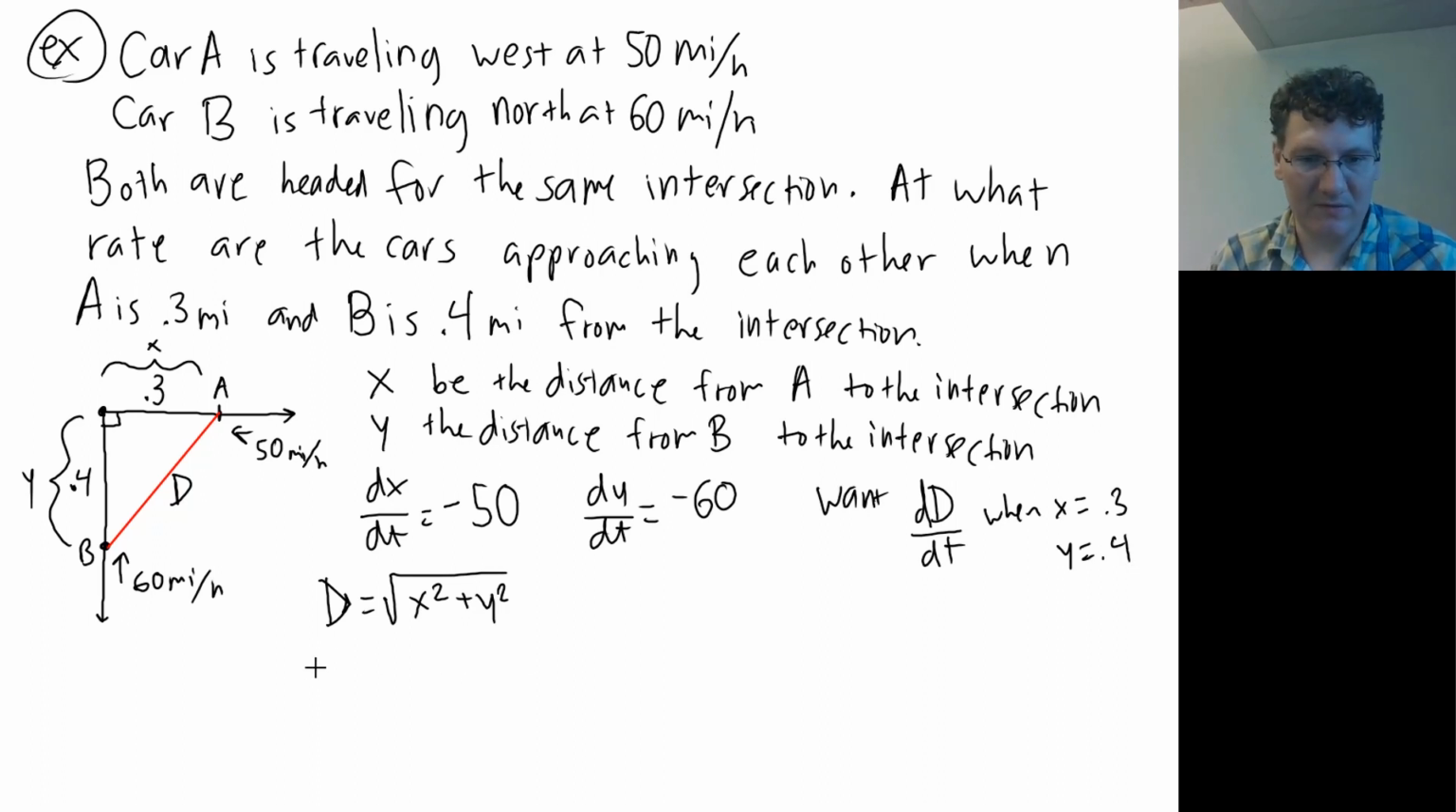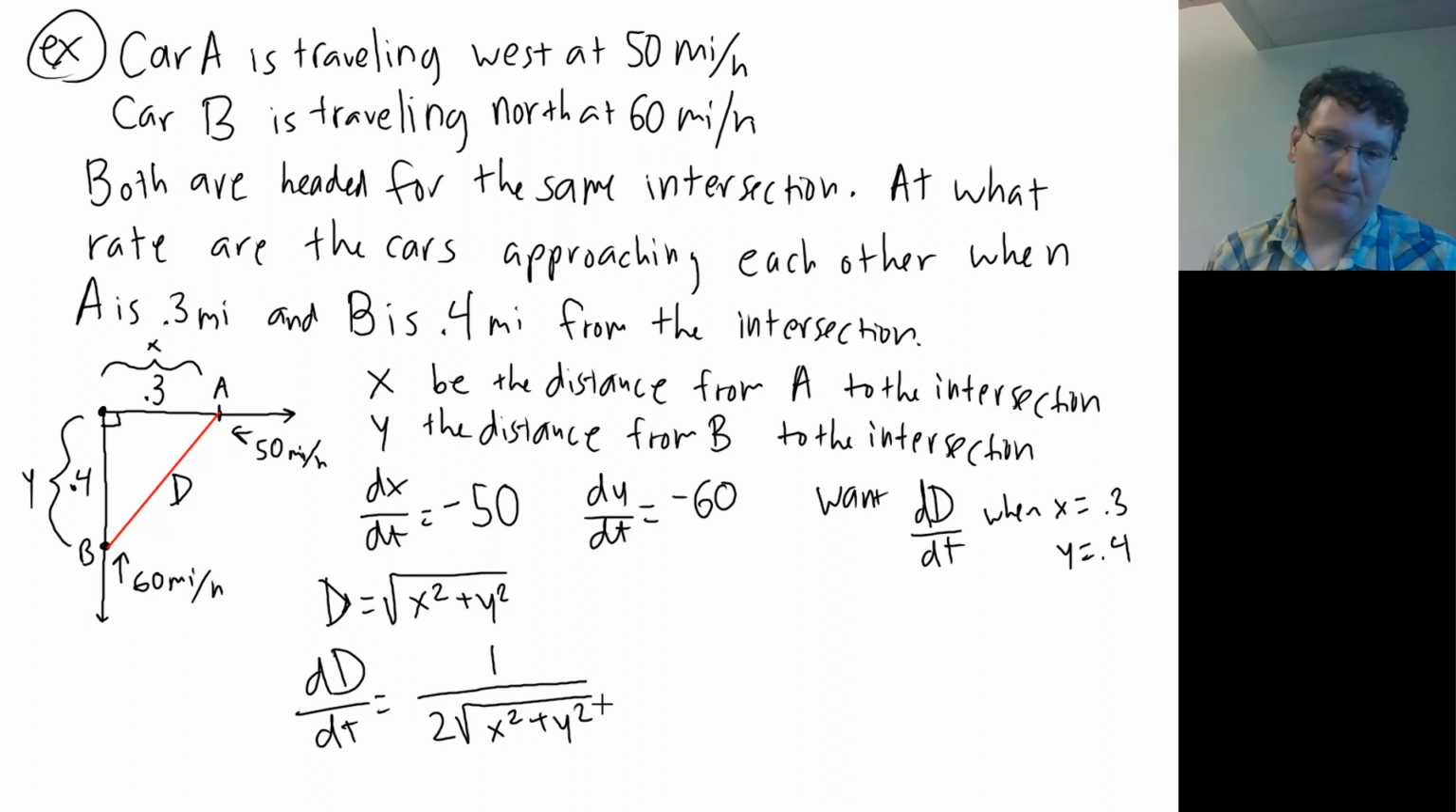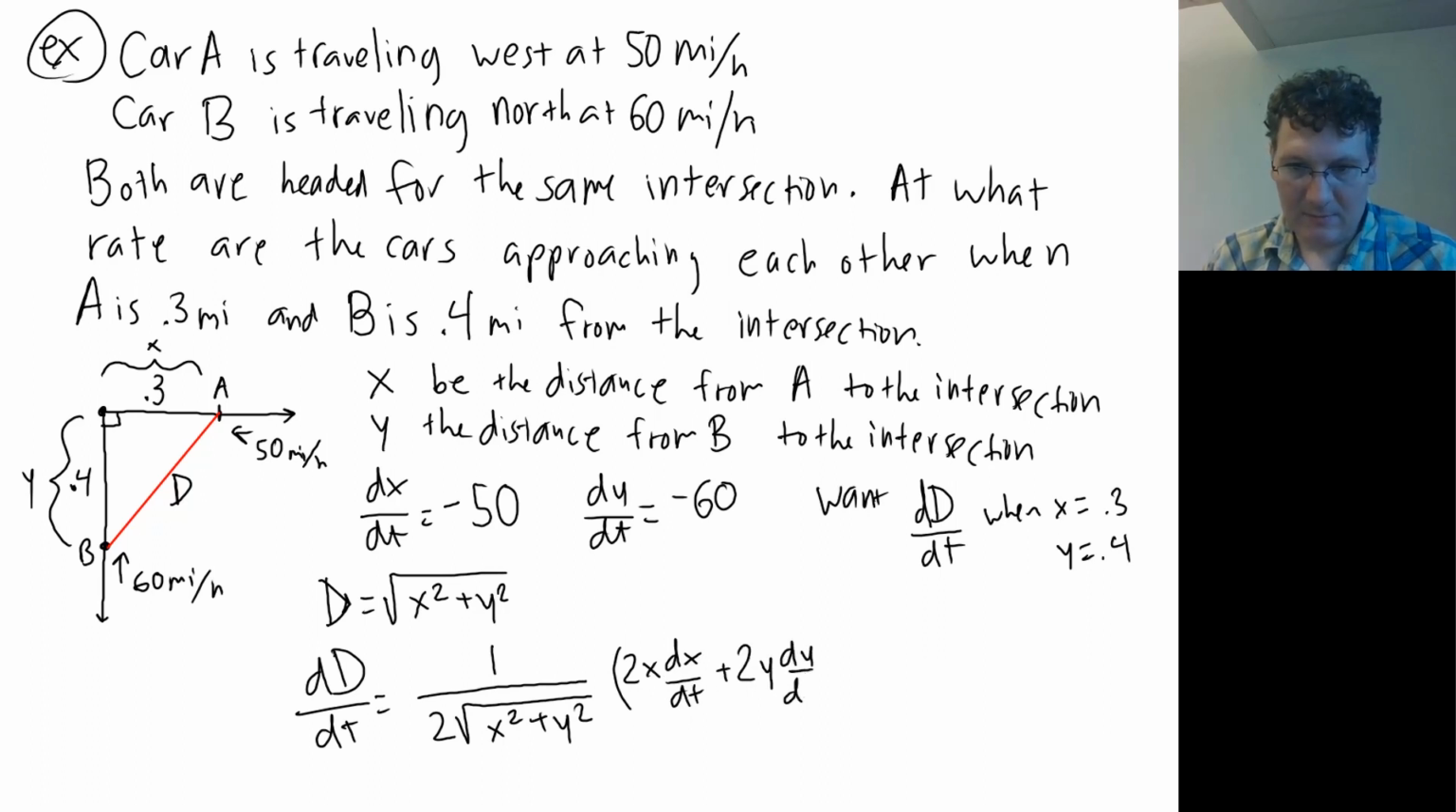We'll now take the derivative. dd/dt is going to be, we have to use the chain rule, right? And remember, when you have the derivative of a square root of something, it's 1 over 2 times the square root of x squared plus y squared. And we have to multiply this by the derivative of this inner thing, which is going to be 2x dx/dt plus 2y dy/dt.